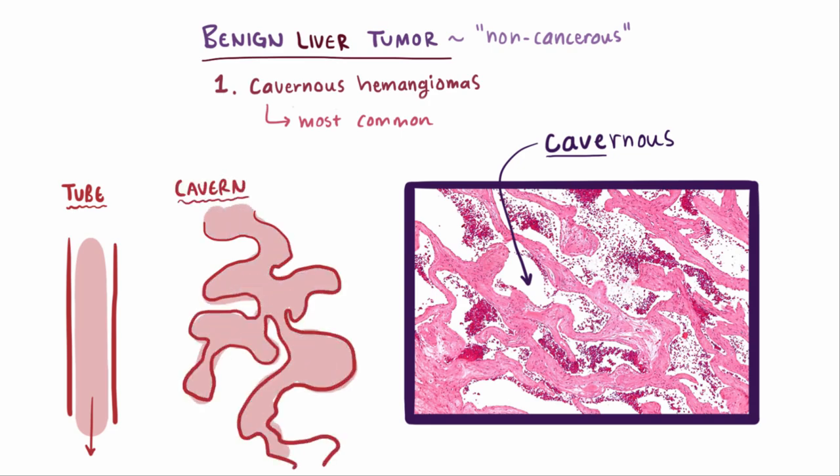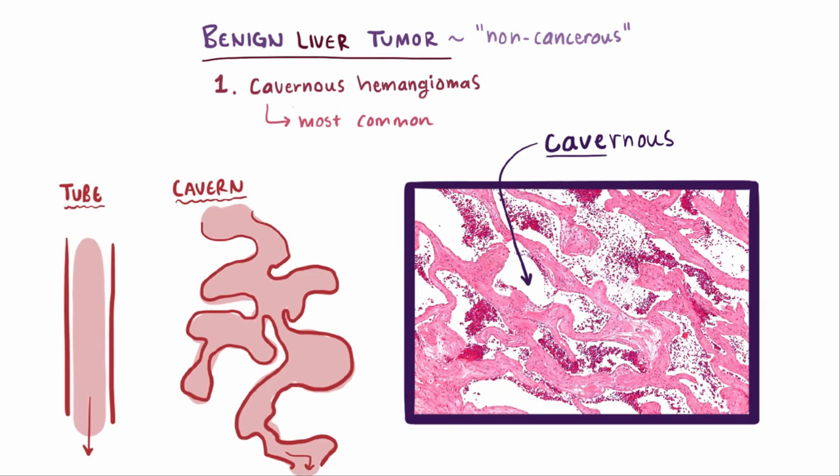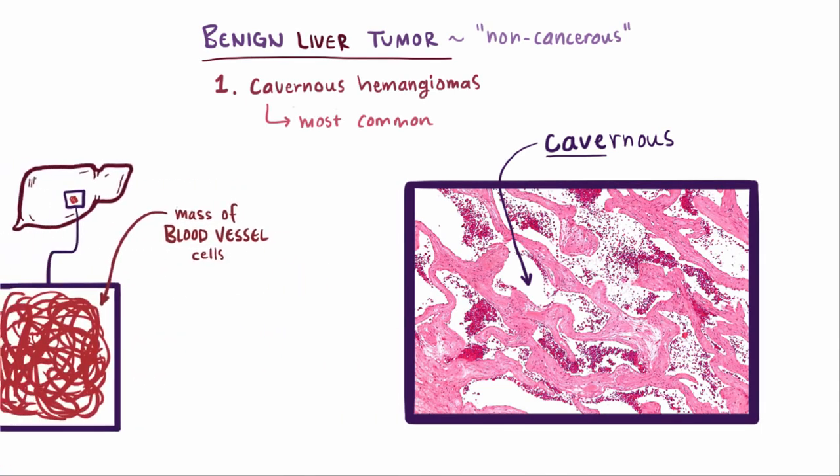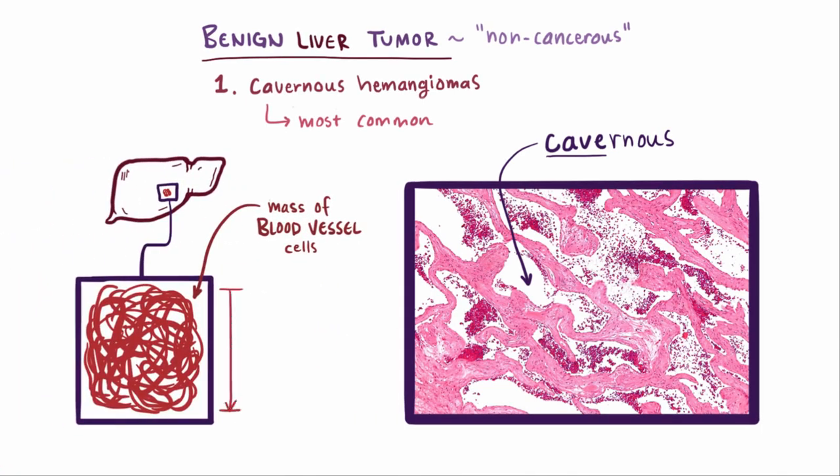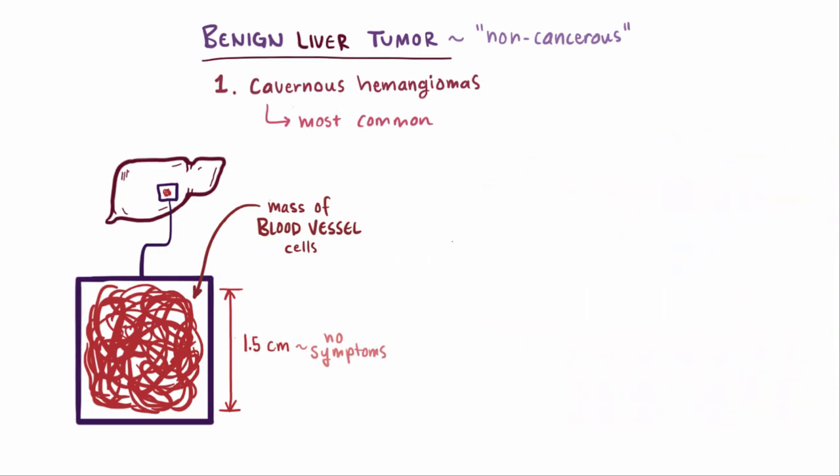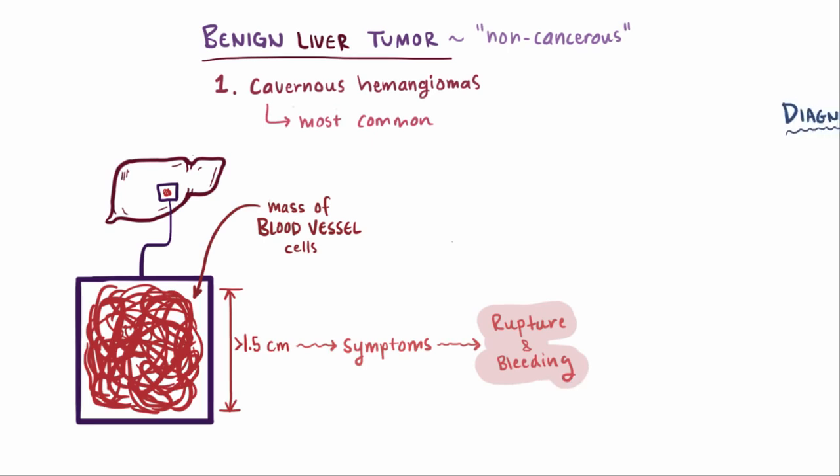randomly sprinkled throughout. Although these vascular spaces look huge on histology, most patients have relatively small lesions, usually less than 1.5 centimeters, and therefore they don't have any symptoms. In more rare cases, with larger lesions, patients might develop symptoms and in very rare cases experience rupture and intraperitoneal bleeding. Finding and diagnosing these hemangiomas can be done through several imaging techniques like ultrasound, CT scans, and MRI.